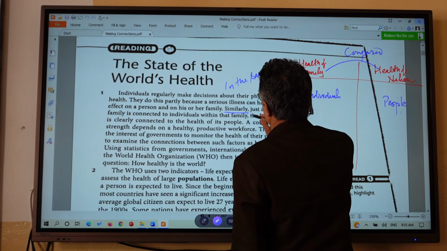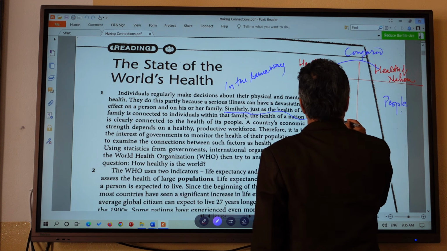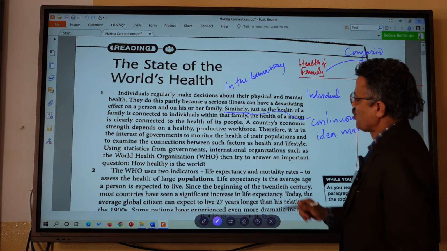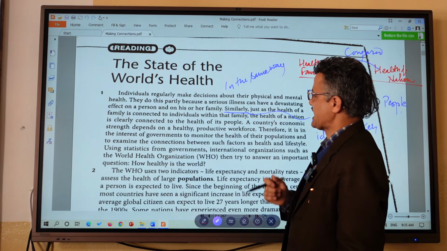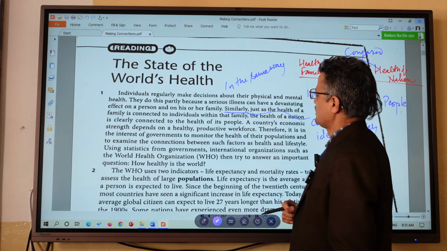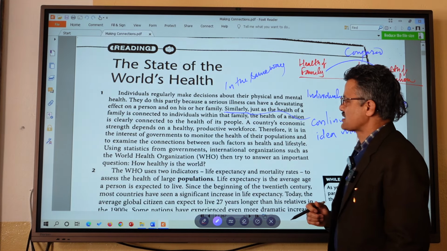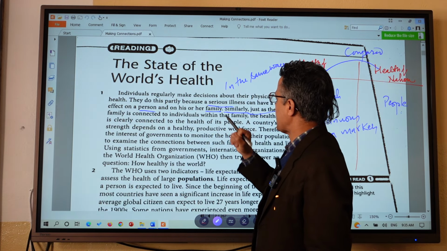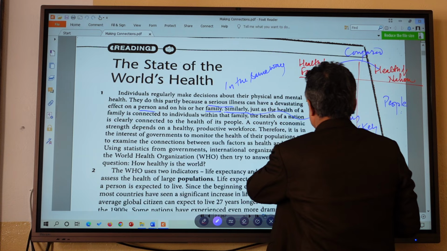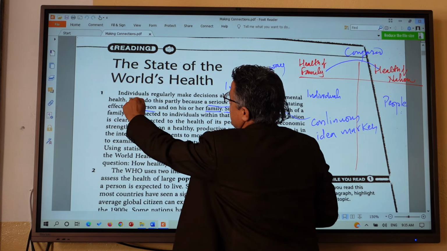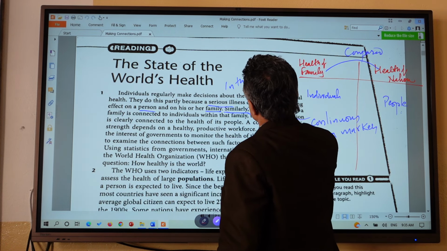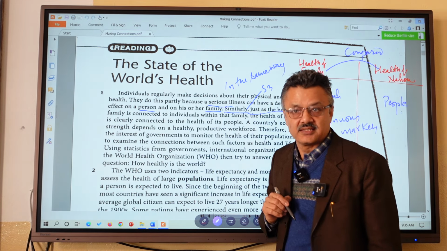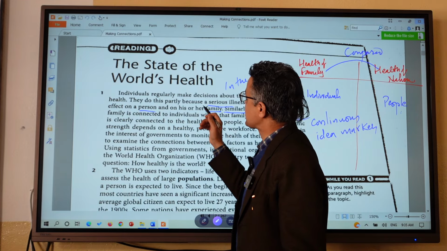Now again this word, in the same way, is a continuous marker. Because the word similarly refers to the idea that individuals make decisions about their physical and mental health, because serious illnesses can have a devastating effect on a person and on his or her family. So here similarly means in the same way, and in the same way means as said in the second sentence. So do you see the word similarly in sentence 3? The word similarly in sentence 3 refers to the idea in sentence 2.